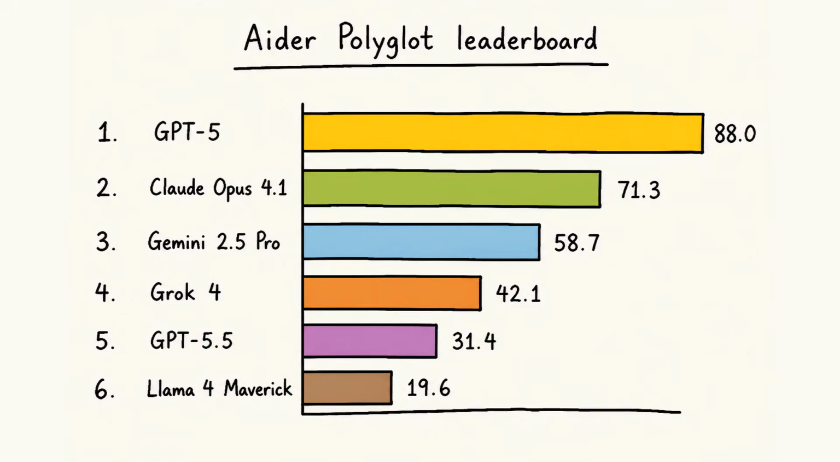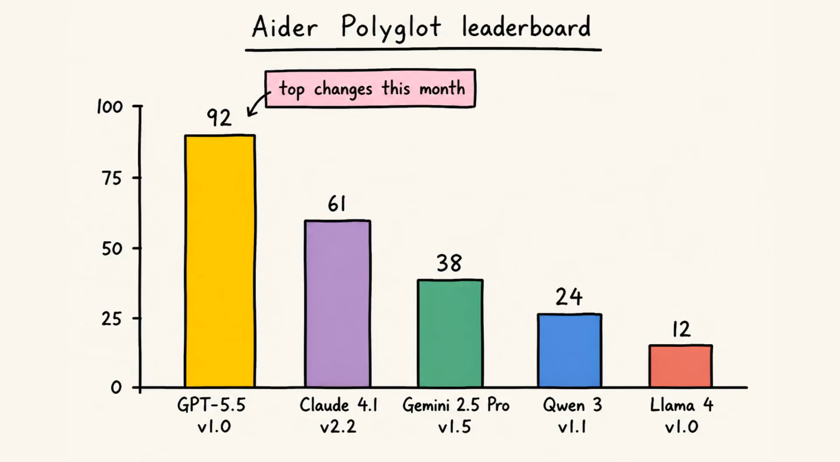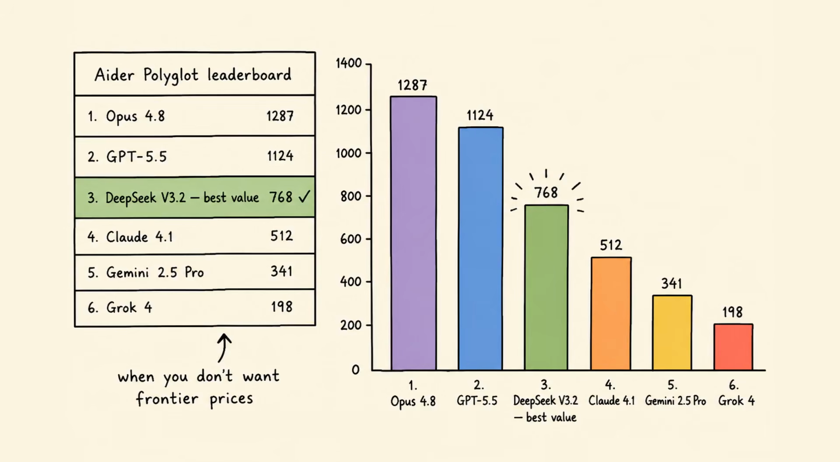Aider runs its own coding benchmark called the Polyglot leaderboard, and it ranks whichever models are strongest at real coding work right now. Whatever name sits at the top this month will change. That's the point. The leaderboard is a menu, and Aider lets you order off any line of it, including the best value option when you don't want to pay frontier prices.